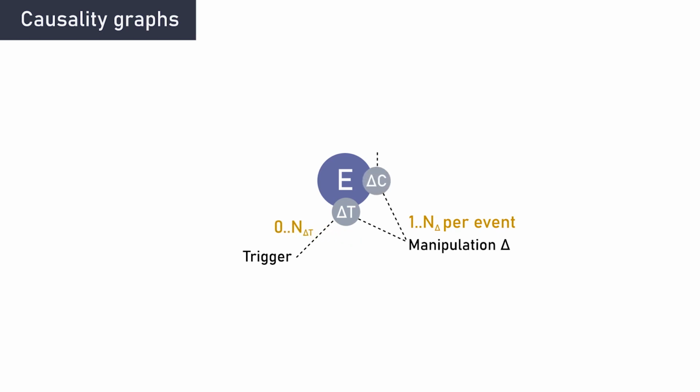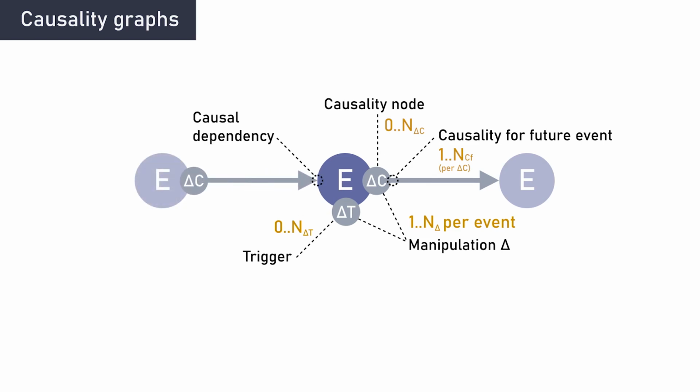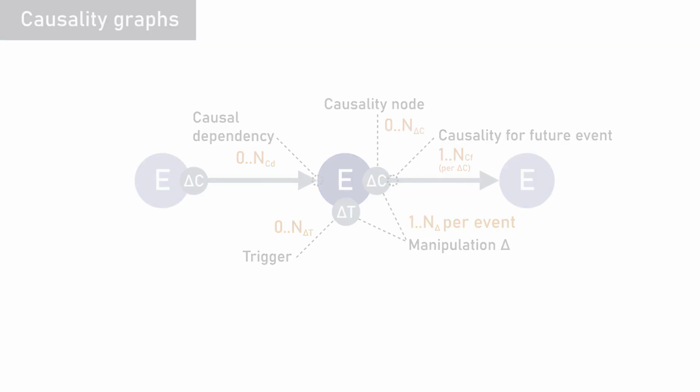The other type of manipulation is a causality node. Those are manipulations which are also causalities for at least one future event. An event can have any number of causality nodes. Each causality node has a causality for one or more future events. Lastly, an event can depend on any number of causality nodes of previous events.